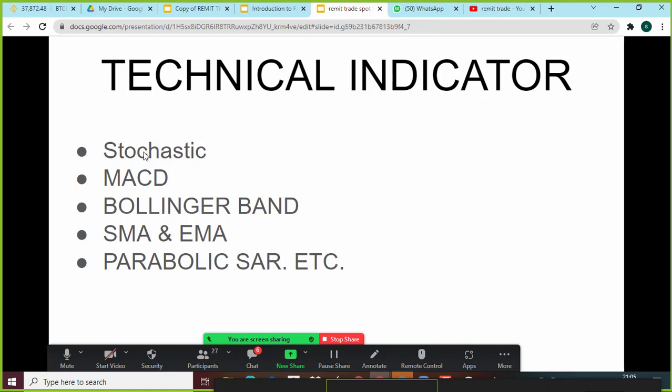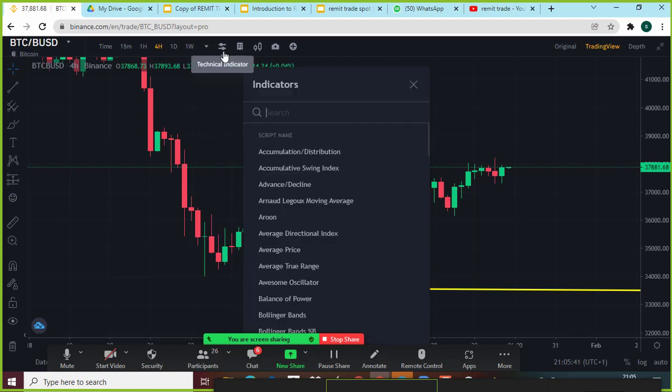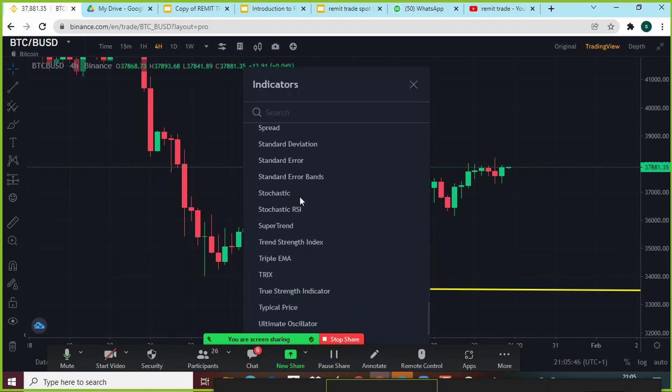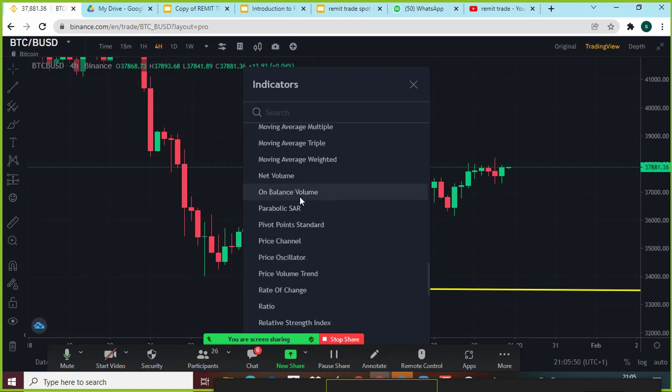For example, we have stochastic, we have MACD, which means moving average convergence divergence. We have the Bollinger Band, we have the SMA, EMA, which is simple moving average and exponential moving average. We also have here the parabolic SAR, and a lot of them. If you go right here to this point, we have technical indicators. See, we have numerous of them. All you need to do is to know how to use them, and then that's all.